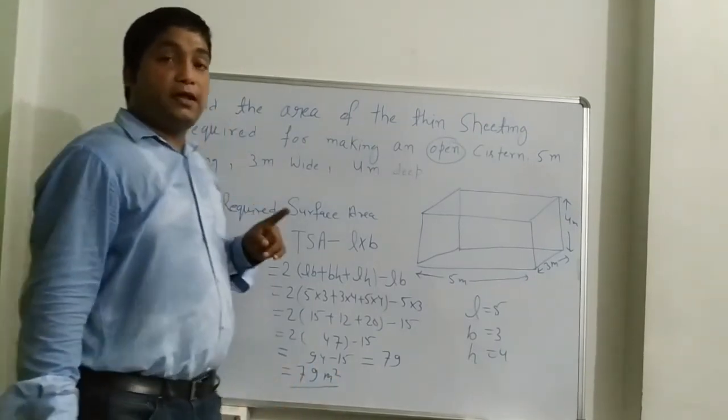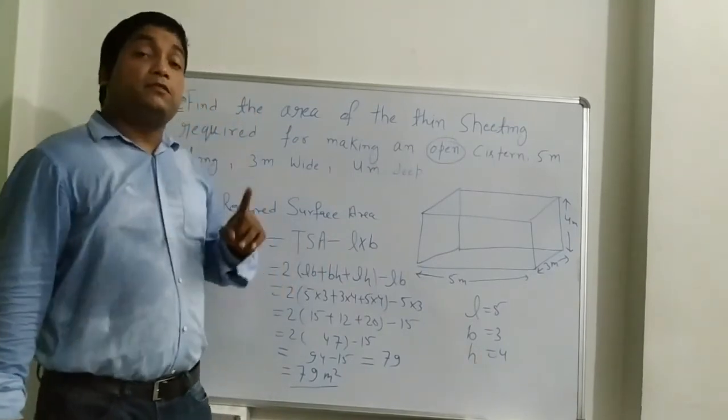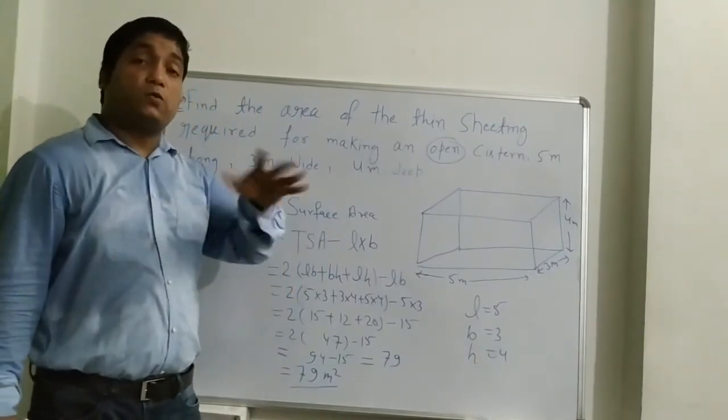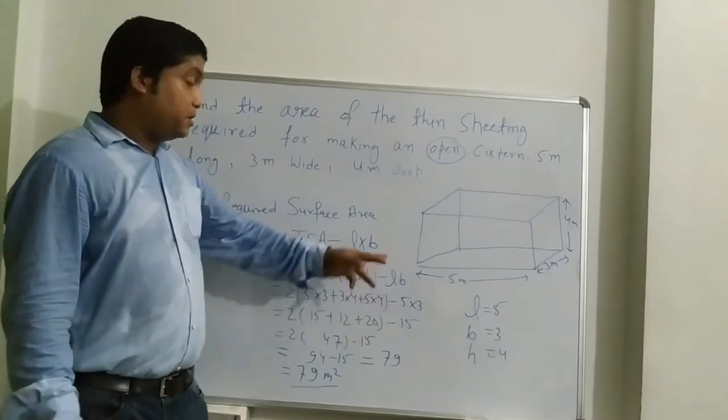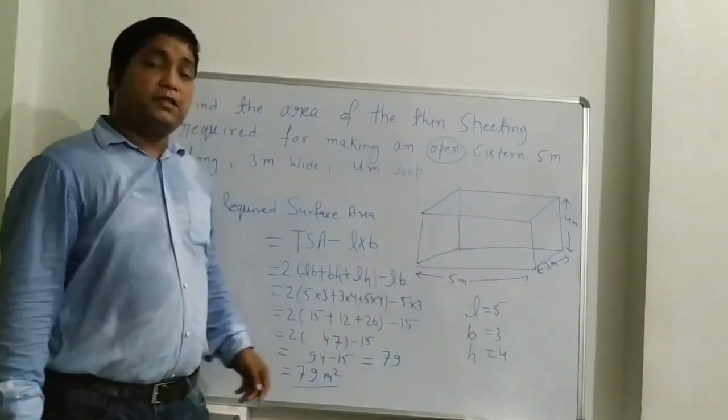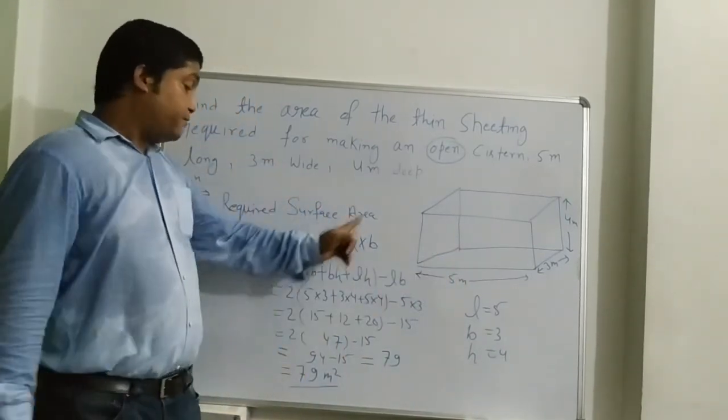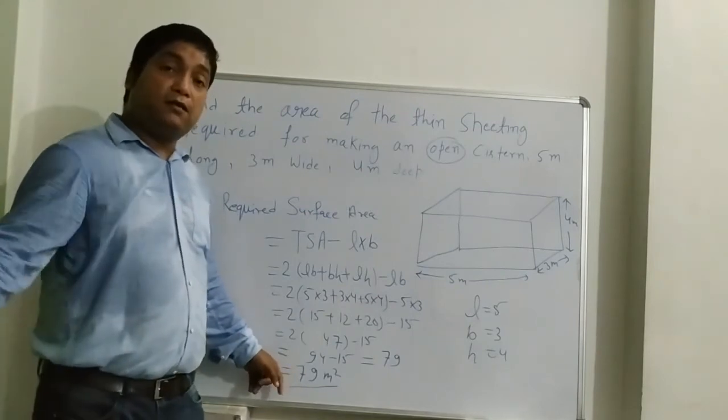Always remember that the unit of area is always square. It means that the unit is meter, so the required surface area is 79 meter square.